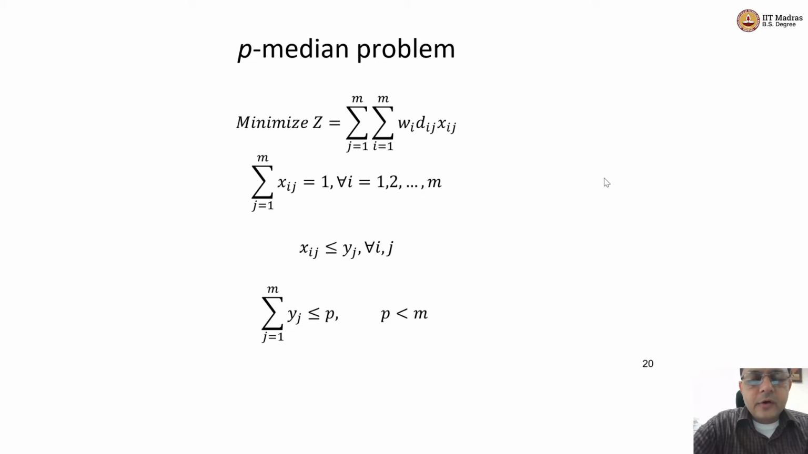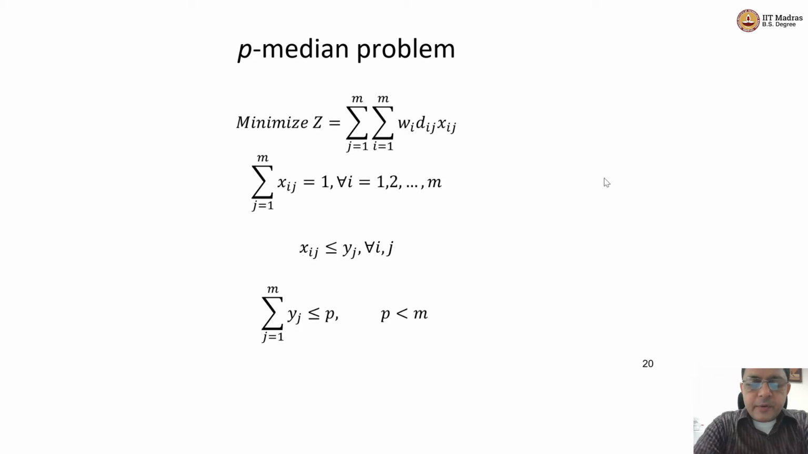Continuing our discussion on multiple facility location problems, we have seen three varieties: set covering problem, partial set covering problem, and p-median problem. If you recall the objective of set covering problem, it was very simple: to ensure that all the nodes are covered by at least one facility. So the nodes can be served by at least one facility.